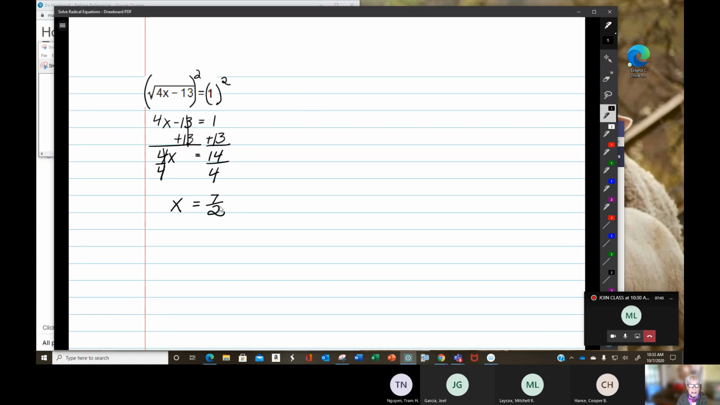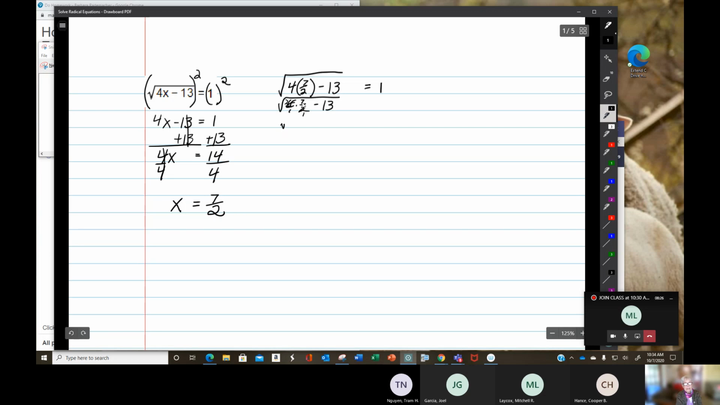Okay, so if x really does equal 7/2, I could do this, and I'll get a truthful answer. I'll get 1 equals 1, which is true. 1 does not equal any other number, so let's see. This is the square root of 4/1 times 7/2 minus 13. 2 goes into 2 one time, 2 goes into 4 two times.